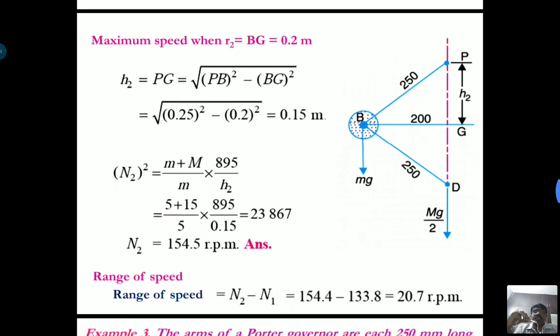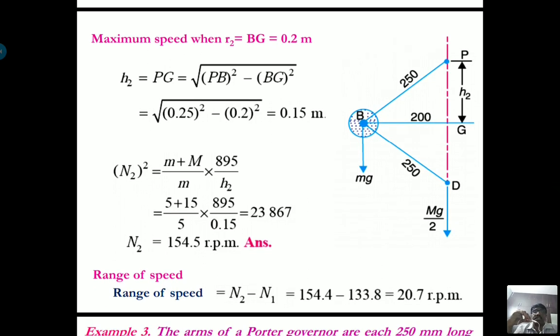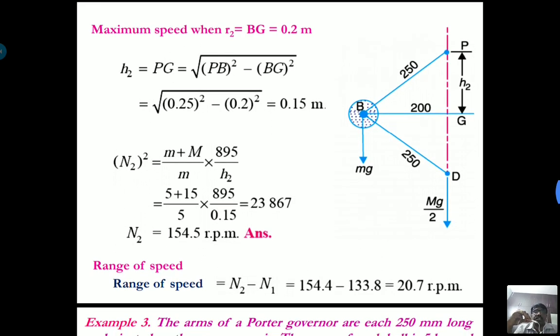In the same way, we have to calculate the maximum speed when the radius of rotation is 0.2 meter or 200 millimeter. So in the same way we have to calculate the height according to the maximum speed, and using the same relation we can calculate the h2 value.